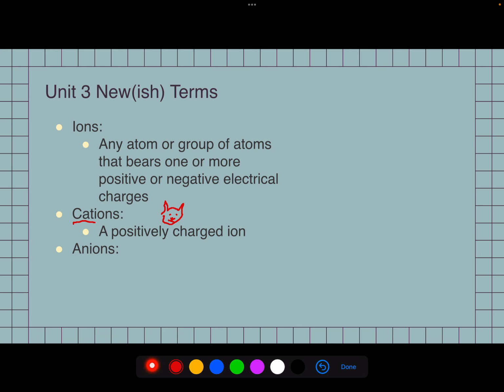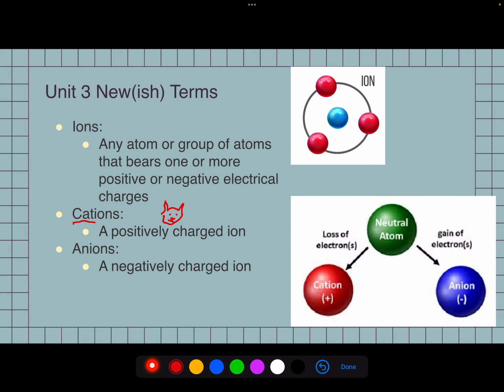Then we have our anions. Our anions are a negatively charged ion, all right? So here's another way to remember it. If we have our neutral atom, all right? Our neutral atom, if it loses electrons, it's going to turn into a cation, which is mostly our metals. Okay. And then if they are going to gain electrons, these are going to be our nonmetals. If they gain electrons, they're going to turn into an anion. Okay.